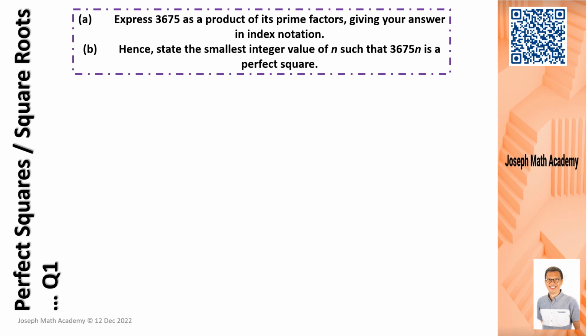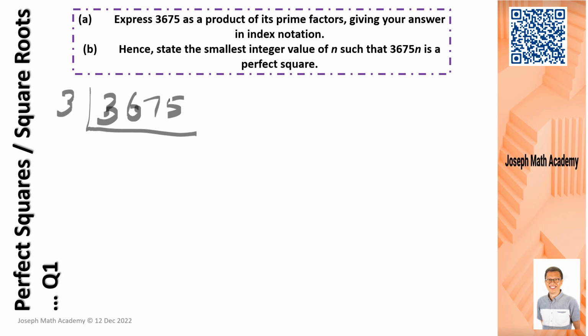3,675 written as a product of its prime factors, this one we all know we have to use repeated division. So we have to recall what all our prime numbers are. The smallest prime number is the 2, but unfortunately 3,675 cannot be divided by 2. So we have to move on to a 3.